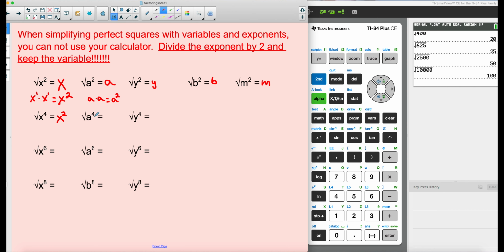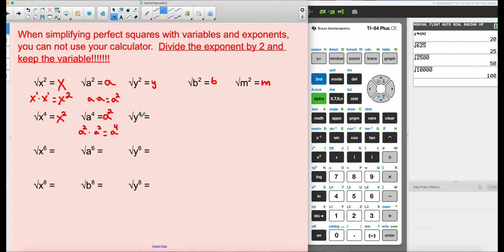Simple. Same thing here. The square root of a to the 4th. Well, the variable we have is a. What is 4 divided by 2? It's 2. So the square root of a to the 4th is a squared. And once again, why is that? Because a squared times a squared is a to the 4th. Because remember, when you multiply monomials, and we'll get to this later, you add exponents. 2 plus 2 is 4. All right, that's why that works.